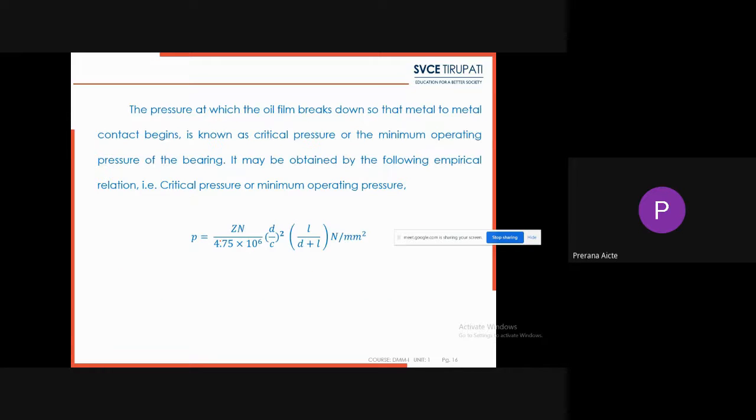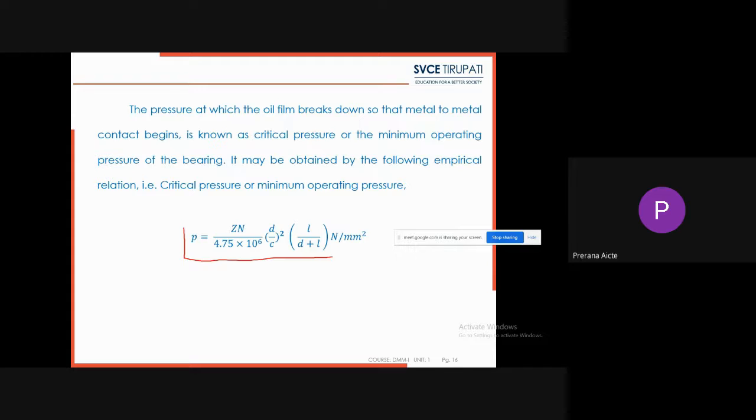One more thing is how to calculate the critical pressure. What is critical pressure? It is the pressure at which the bearing keeps on revolving in a hydrodynamic condition. When you keep on supplying lubrication oil, the oil will squeeze out, or the journal will press the oil, and it will reach the maximum oil film. That is called the critical pressure. So how do we find it? It is very important. In a general bearing, the critical pressure or minimum operating pressure P is equal to ZN by 4.75 into 10 power 6 into D by C whole square into L by D plus L. It is a basic equation we use to calculate the minimum operating pressure.